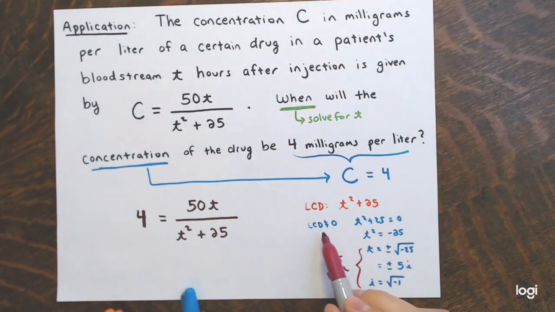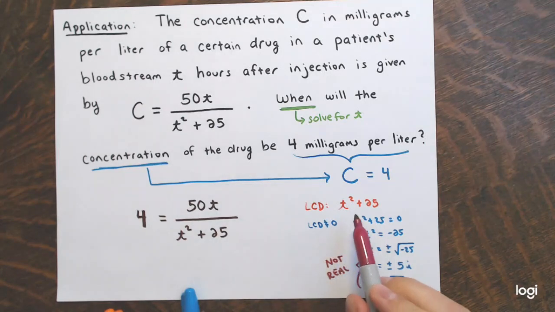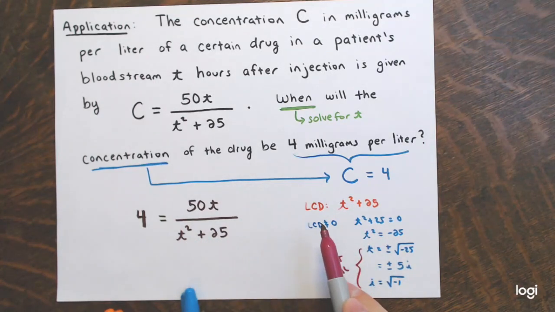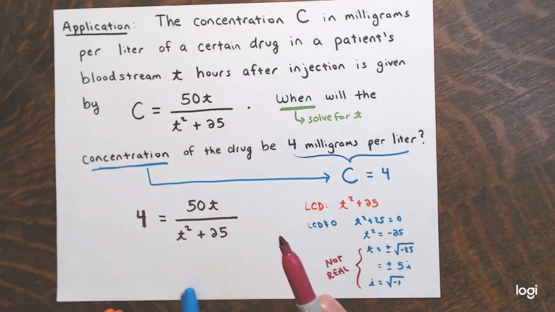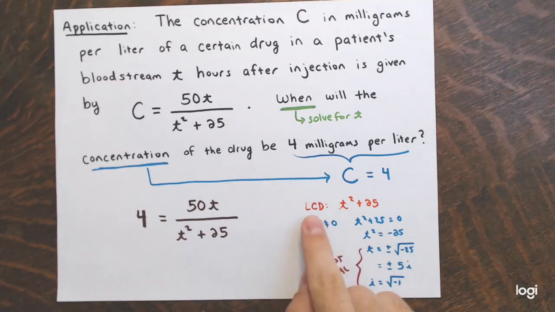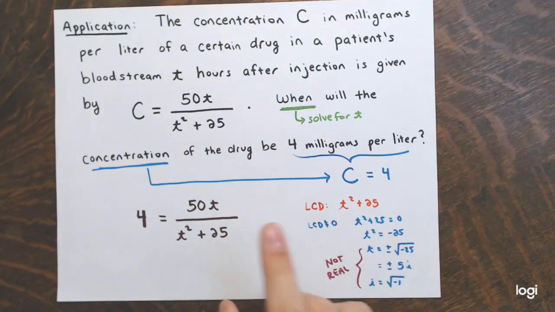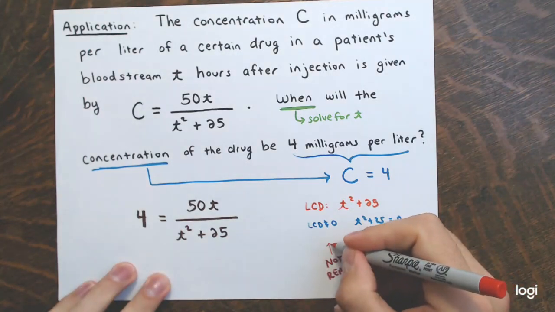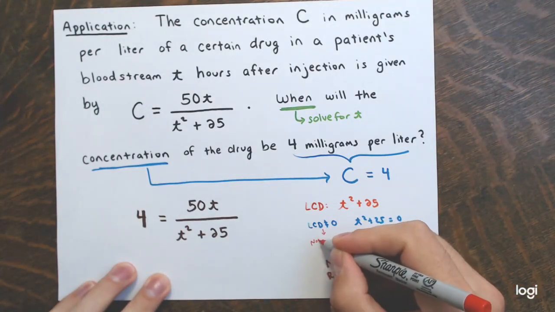So the least common denominator, this t squared plus 25, will never be 0 for a real number, only for imaginary. So we don't have to worry about the value of the denominator being 0 ever. Okay? Because we're only dealing with real time. All my times are going to be in real numbers. Okay, so the LCD is t squared plus 25. It's never going to be 0. Not real. So this is not happening.